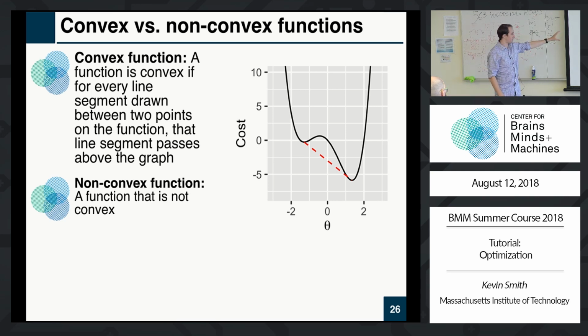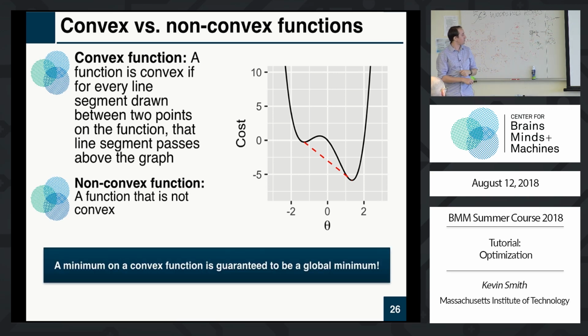And the reason I bring up this definition is because of a nice property. Any minimum on a convex function is guaranteed to be a global minimum. So if you know your cost function is convex, then you can just do gradient descent and you don't really have to worry about it. You're going to end up at the best point. If you don't have a convex function, on the other hand, you don't get that same guarantee.